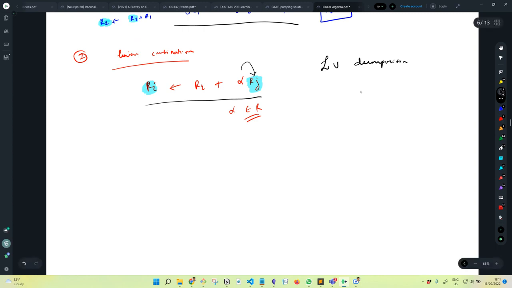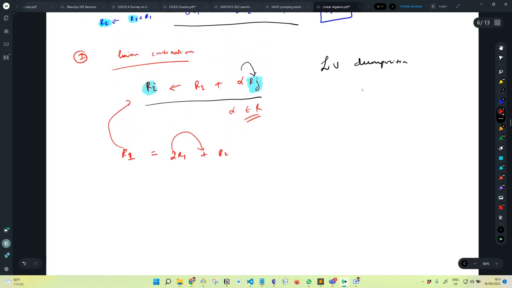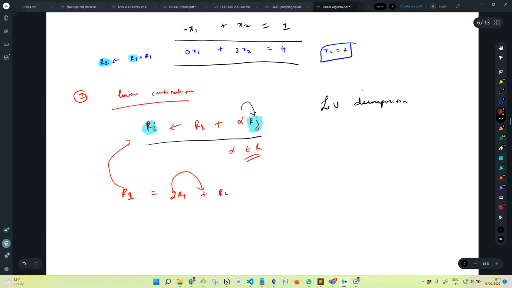Okay. Now, this is not a problem. For example, let's say you are intending to do R1 equals 2 times R1 plus R2. Right? This equation also you can represent in this format. You can take this scalar and attach it to the other row. Okay. Now, this is the first kind of operation. I think you are all convinced that this operation is a legal operation.